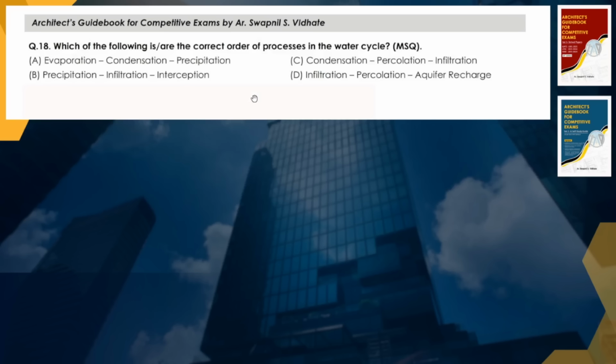Next question 18. Which of the following is or are correct order of processes in the water cycle? It is a multiple select question. As I just recently said, if they have specifically mentioned is or are, that means it is a multiple select question. Wherever you will find this kind of arrangement, is or are, that means it is a multiple select question.